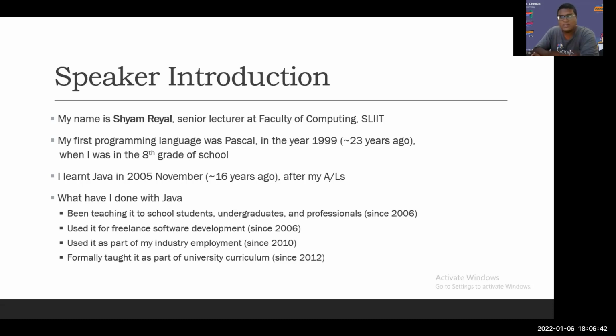And then today, I'm going to teach you some Java, right? So I learned Java in November 2005, which was about 16 years ago. So possibly some of you might be around that age, which was right after my A-levels. I did my A-levels in 2005, somewhere around May or June, if I remember correctly. And then in November 2005, I got introduced to this programming language called Java. And what did I do with Java? I have been teaching it to school students, undergraduates, and professionals since around 2006. So immediately after I learned Java in 2005, I started teaching it to others, right?